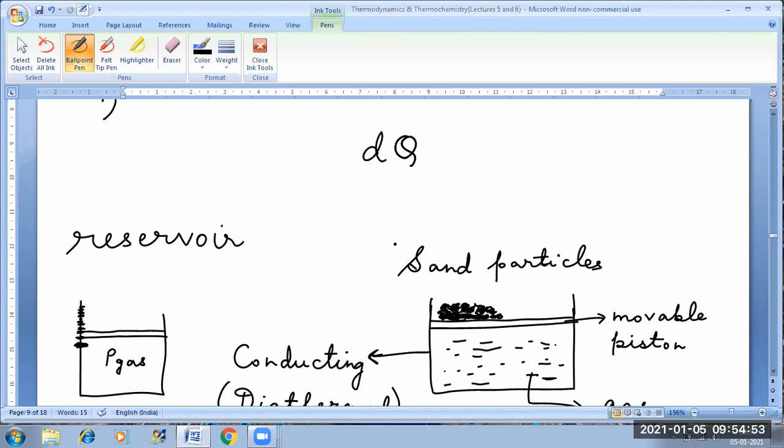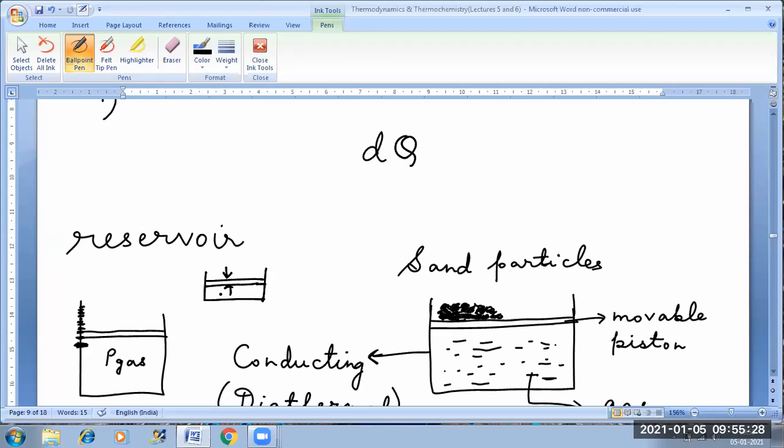Sir, the pressure applied by the sand particles would be equal to the pressure of the gas only when the piston has stopped, right? What I'm trying to say is, when the piston has stopped, why has it stopped? It has stopped because this pressure is exactly the same as this pressure. Sir, but what about atmospheric pressure? There is no atmospheric pressure now, no? You are putting sand particles' pressure.